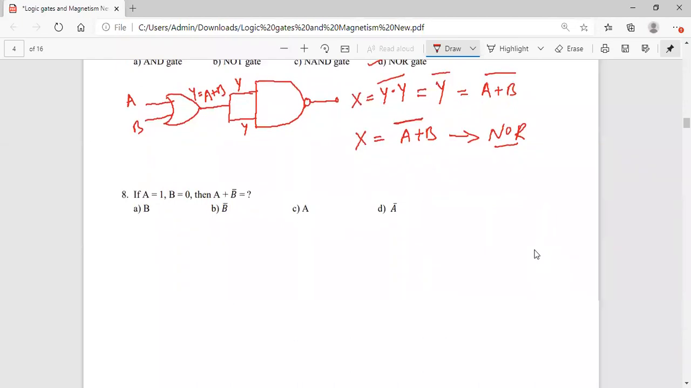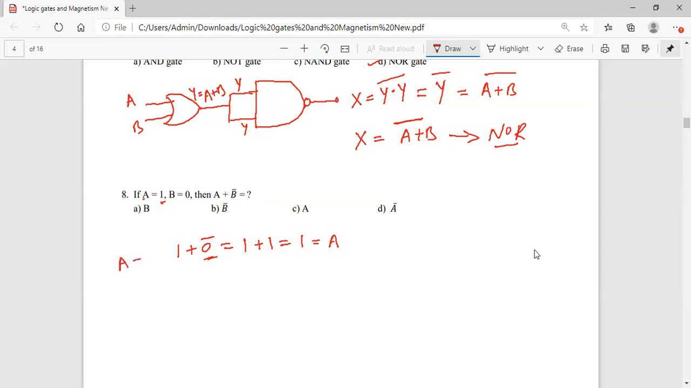If A equals 1, B equals 0, then A plus B bar equals? They are given A equals 1 plus B equals 0. 0 bar is equal to 1. The 0 bar is equal to 1. 1 plus 1 is equal to what? 1. And 1 means what they are given? A. Therefore, A.